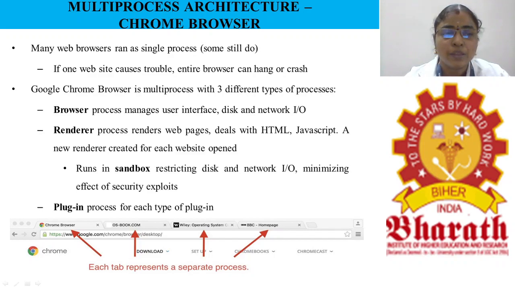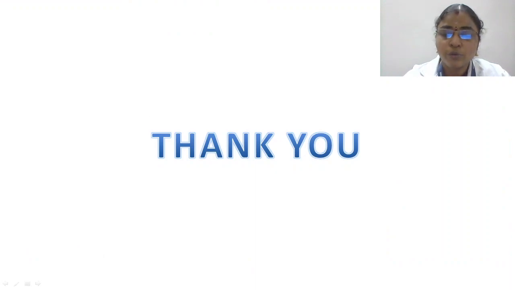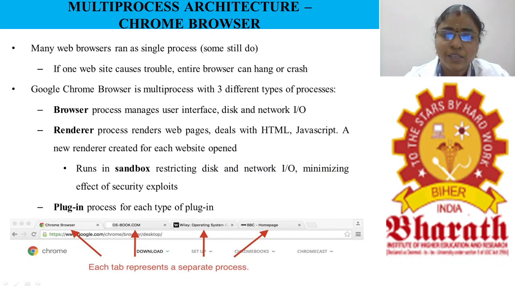First, the browser process manages the user interface, disk, and also network input output. Then the renderer process renders the web pages, dealing with HTML and JavaScript. A new renderer is created for each website that is opened. It runs in a sandbox restricting disk and network I/O, minimizing the effect of security exploits. Finally, there is a plugin process for each type of plugin supported with the different tabs. Thank you.